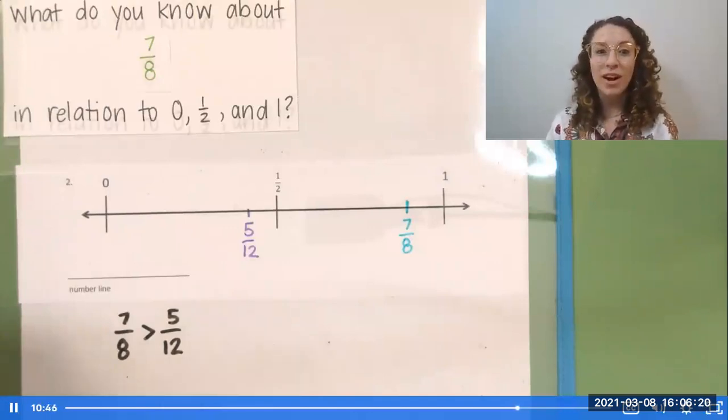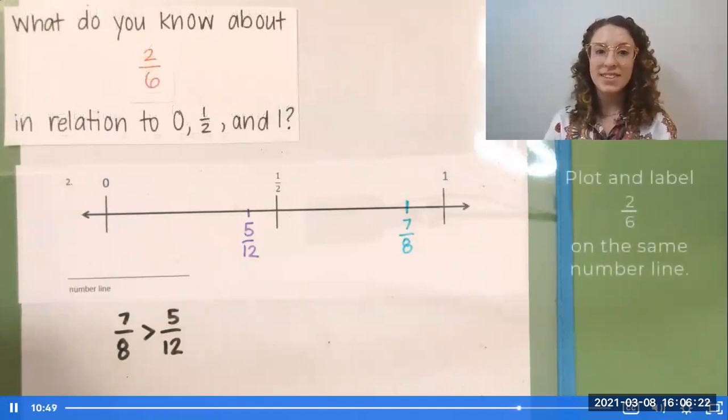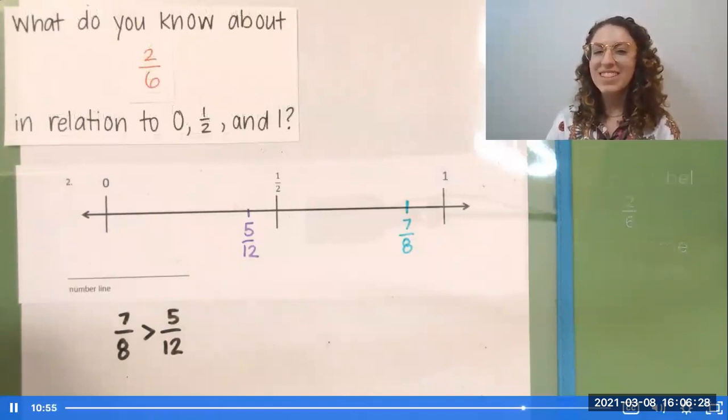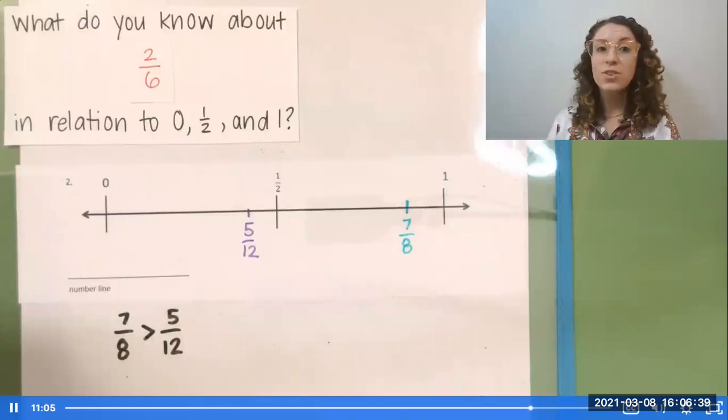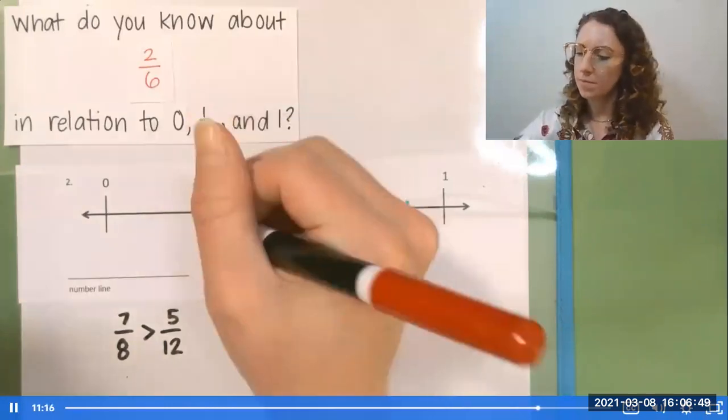Let's do one more. Plot 2/6 on the same number line. How does it relate to the other points on the number line? Consider the size of each unit. I know 2/6 is less than 7/8 and definitely less than half. It's going to be really close to 5/12. I think I'll plot it right here.